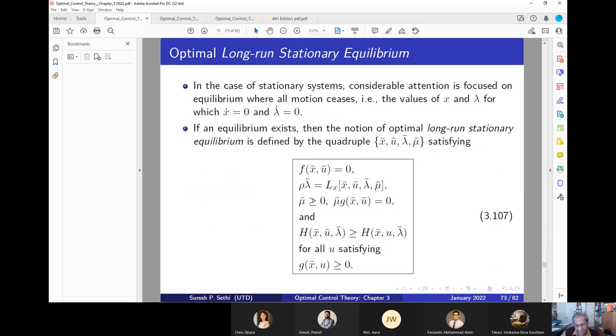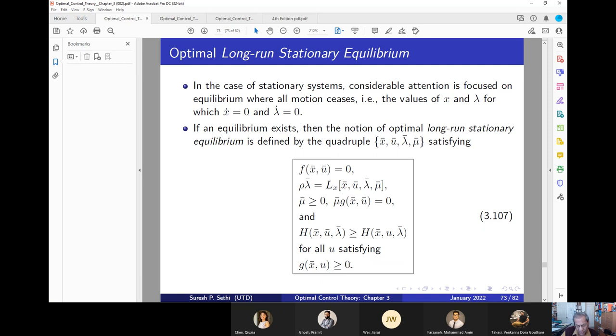And then the complementary slackness condition is mu bar becomes 0. And then the Hamiltonian condition must be satisfied, so there's a U bar that satisfies this. So if you have X bar, U bar, lambda bar satisfying this, you have an equilibrium.